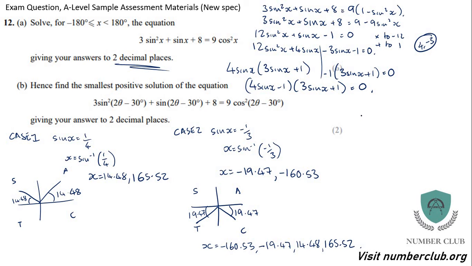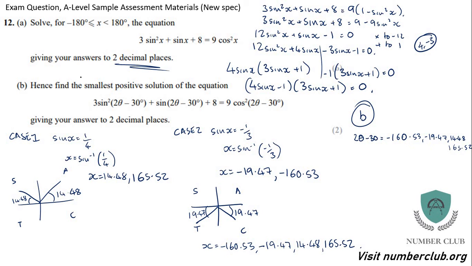Alright, for part B, it says, hence, find the smallest possible solution of the equation, blah, blah, blah. Now that blah, blah, blah is exactly the same as the question up at the top, except x has been replaced with 2 theta minus 30. Now, what that means is that we're trying to solve, imagine we swap this x for 2 theta minus 30. So we'll have 2 theta minus 30 is equal to negative 160.53, negative 19.47, 14.48, and 165.52.